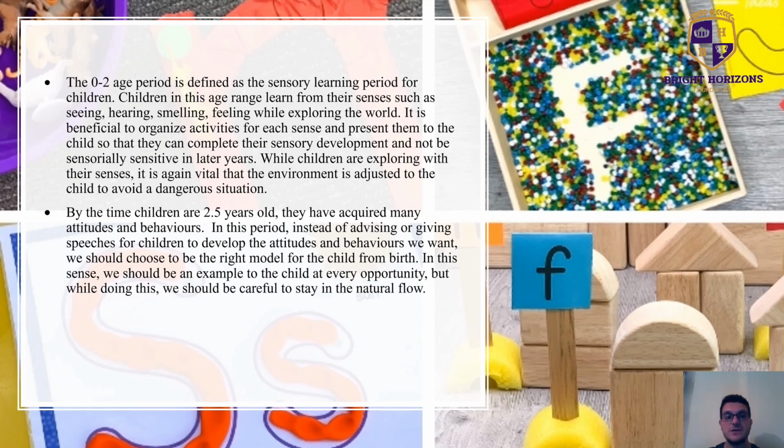By the time the children are 2.5 years old, they have acquired many attitudes and behaviors. In this period, instead of advising or giving speeches for children to develop the attitudes and behaviors we want, we should choose to be the right model for the child from birth. In this sense, we should be an example to the child at every opportunity, but while doing this, we should be very careful to stay in the natural flow.